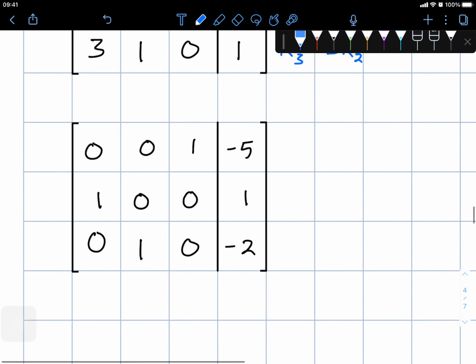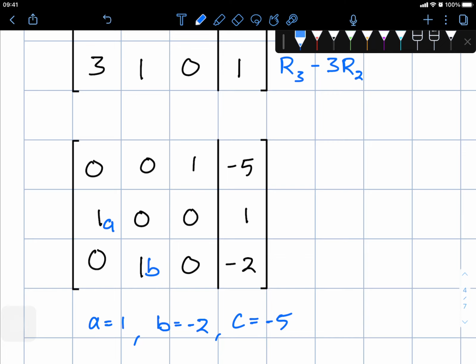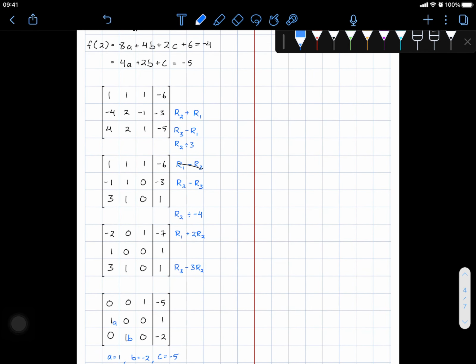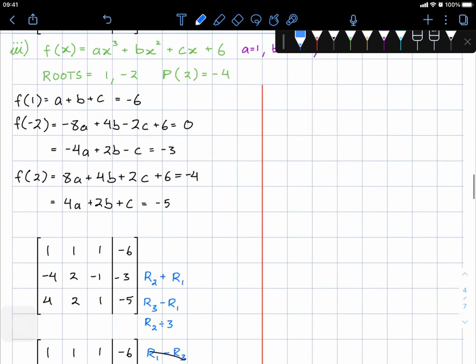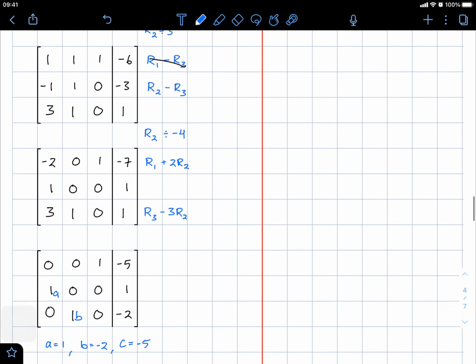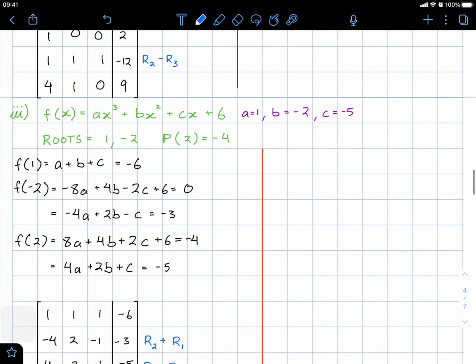And that there is the solution that we have. A is 1, B is -2, and C is -5, which is what we had originally. So I hope that gave you an insight into solving questions such as these. As you've probably noticed, there's more simultaneous equations than there is to do with the actual roots and coefficients themselves.